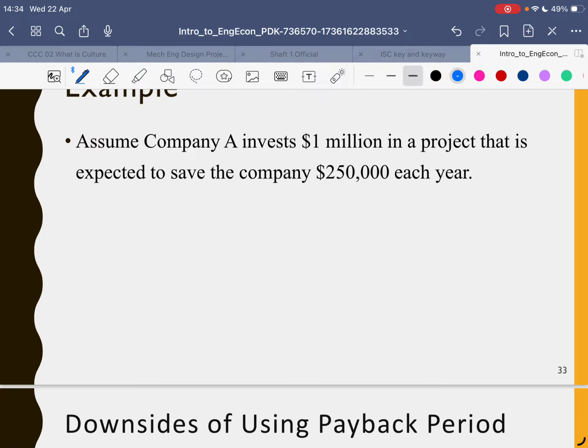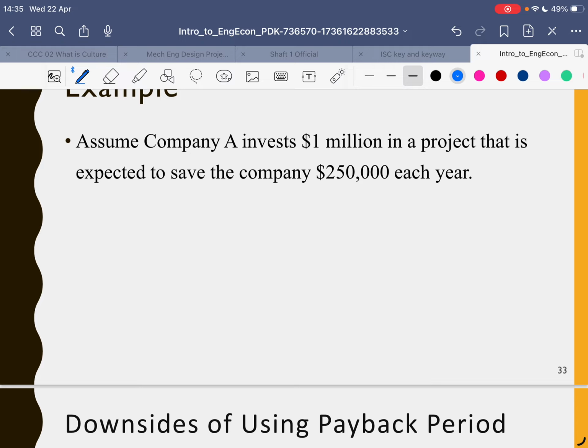Downside of payback period. I feel I struggle a little bit when I teach payback period because it destroys all the time value of money principle that we have taught so far. And that is the downside of payback period.